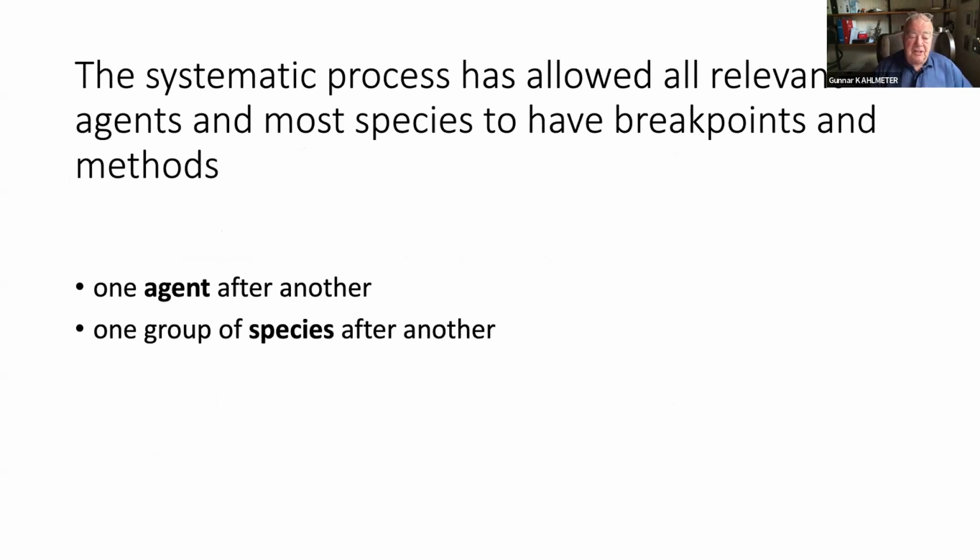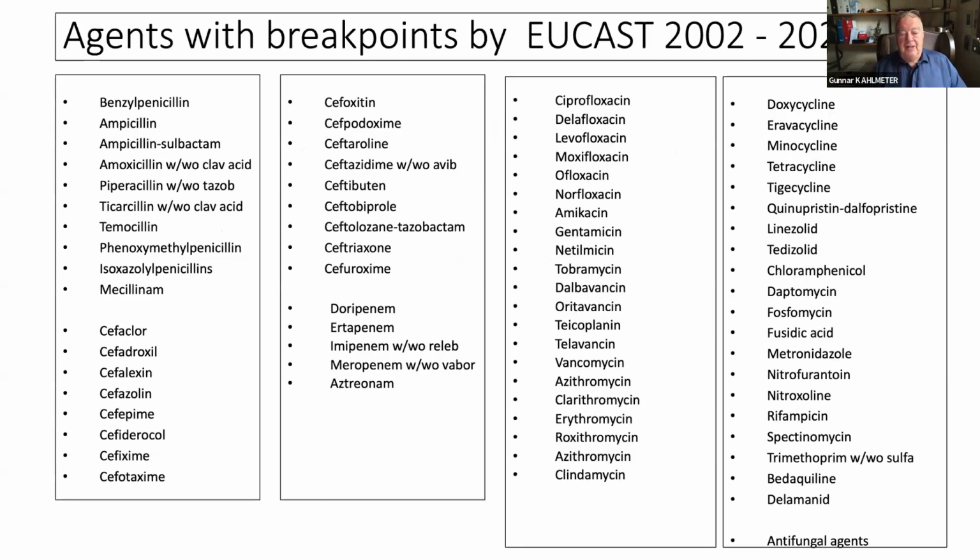So we've dealt with one agent after another, and then one species after another. And you keep complaining about some species not having breakpoints and some agents not having breakpoints. And I fully understand you. The only thing I can say is we're working constantly to improve the list of agents and the list of species that have breakpoints and methods.